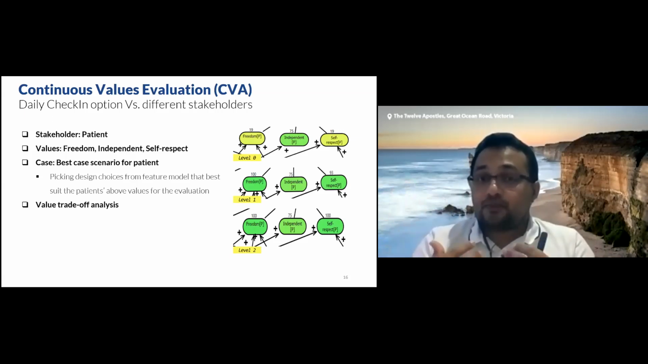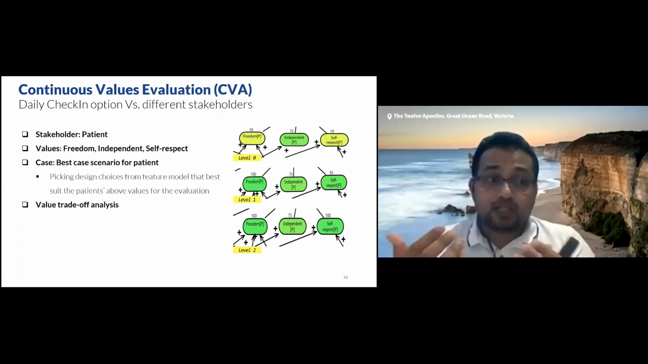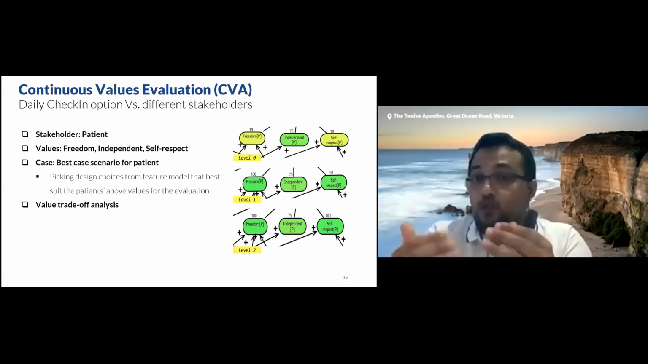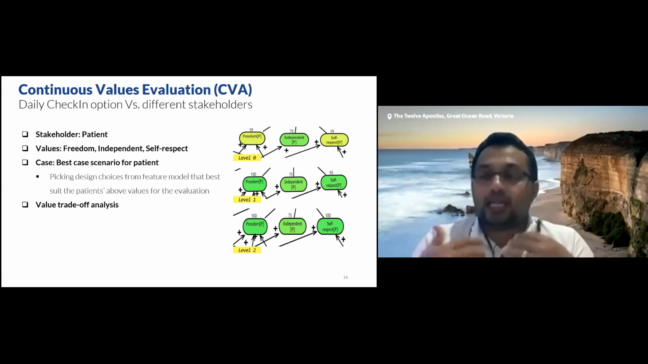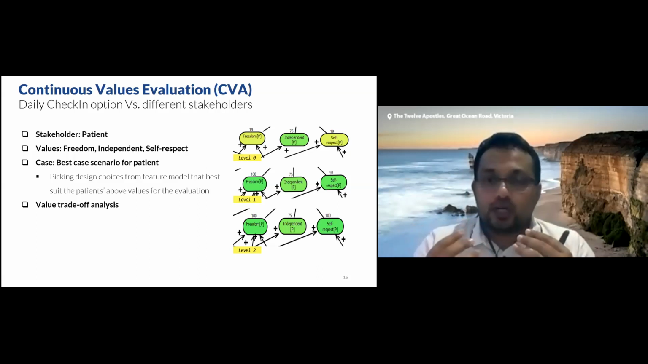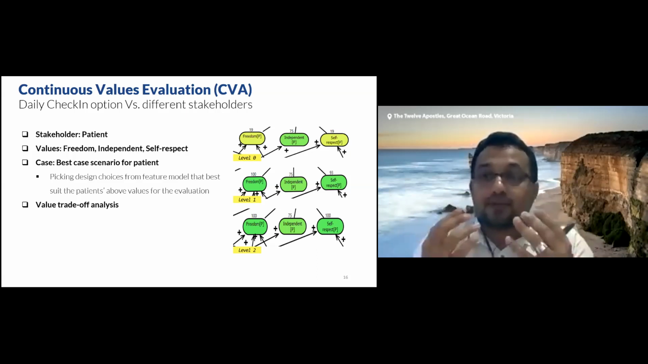So in level 1, freedom was like 19% because they only had the pendant as the option. But when we have the wristband and the home automation, it changes to 100 in the next 2 levels. So likewise, each design choice affects different values.